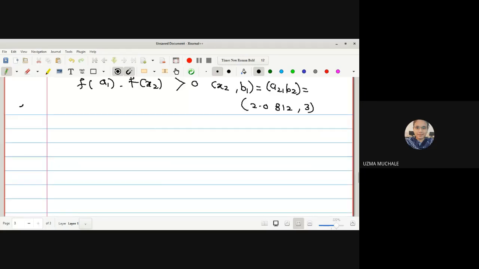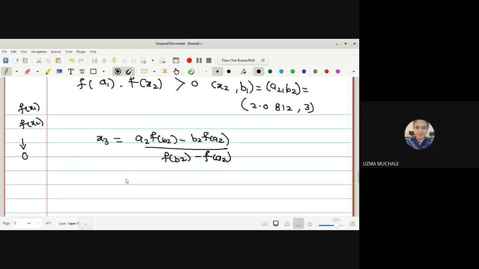We can observe the values of f of x1, f of x2, all are tending to 0. Now calculate the value of x3. x3 is equal to a2 f of b2 minus b2 f of a2, divided by the same term, that is f of b2 minus f of a2. You all have the values of a2, b2, f of a2, f of b2.